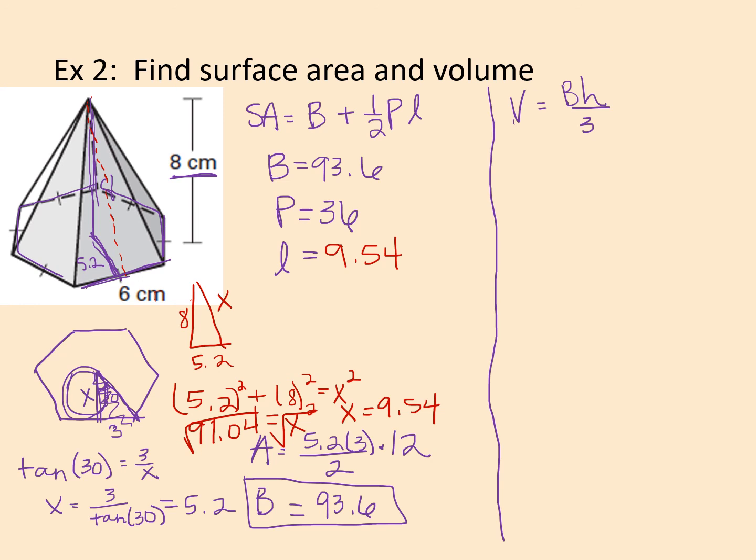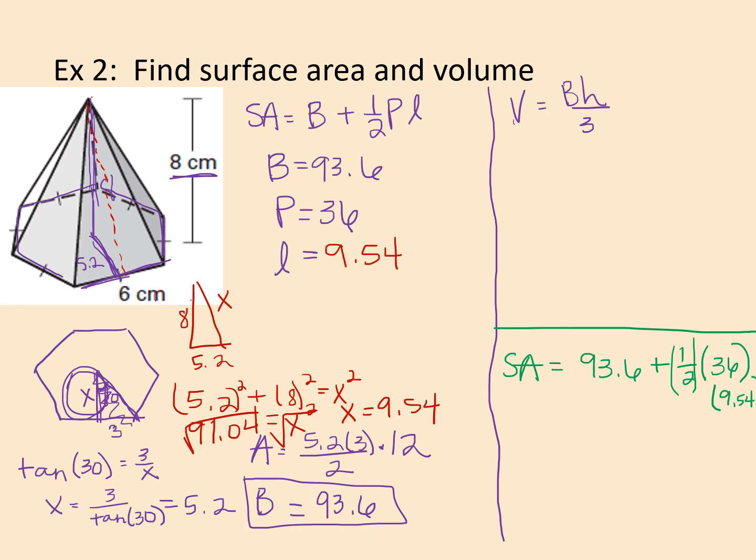So again, then we just plug it into our formula. I'm going to change my color so you know what I'm doing here. And I'm going to go to the bottom over here because I know I'm going to have room. Surface area is going to be big B, which we found to be 93.6, plus 1/2 perimeter, which is 36, times the lateral height, which is 9.54. We're going to type that all into our calculator: 93.6 plus, for the 1/2, I'm going to use 0.5, so plus 0.5 times 36 times 9.54, using parentheses and all of those.